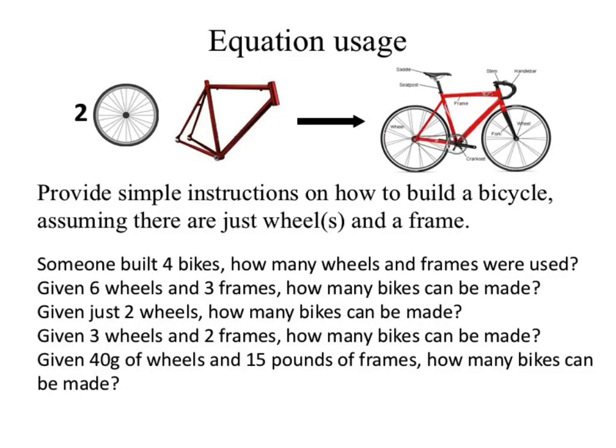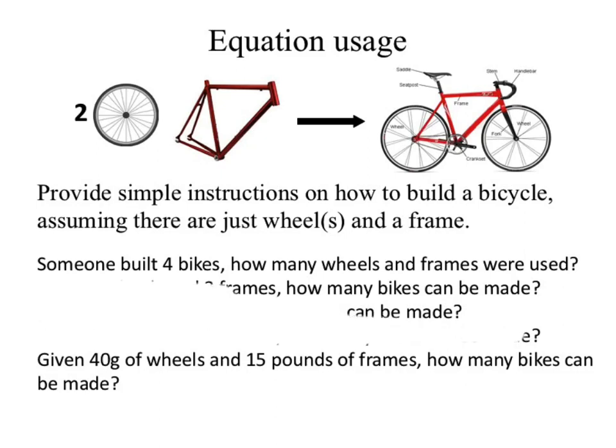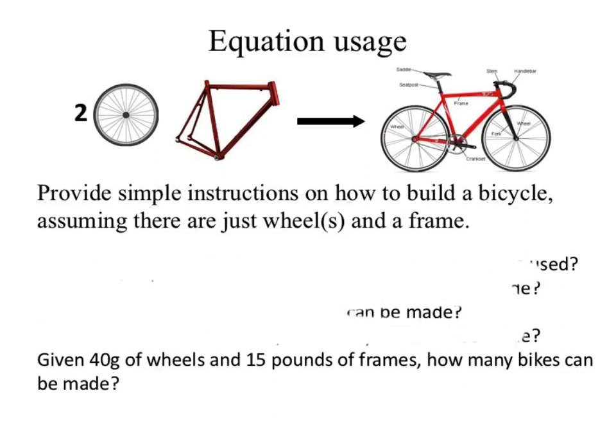To solve that last question, we would need to know more information. We would need to know the relationship between mass and the amount of wheels, or the mass and the amount of frames. We have to have that conversion factor. Once we have that conversion factor, then the equation is useful and I can go through and use that. So we have to be able to go from mass to a counting unit.